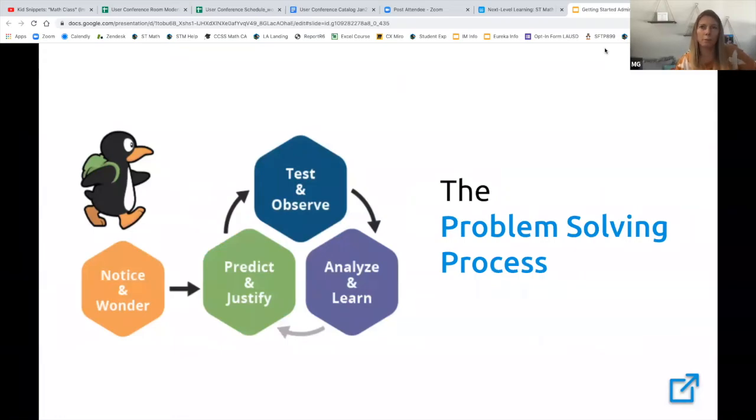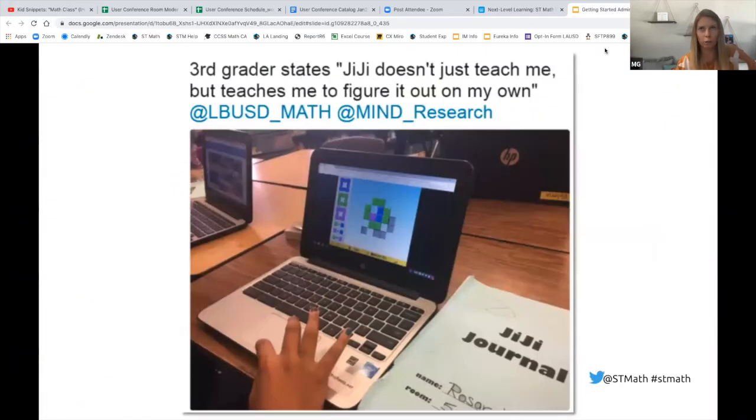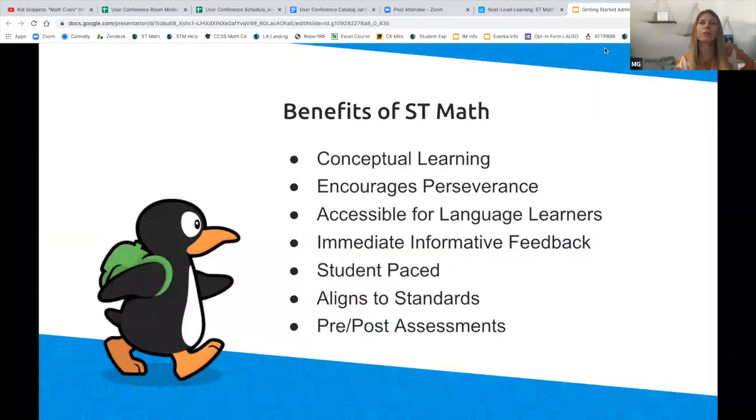This problem solving process is what we teach teachers in our introductory ST Math course for teachers in terms of how they should be approaching ST Math. So as this 3rd grader states here, Gigi doesn't just teach me, but teaches me to figure it out on my own. So the benefits of ST Math, you've probably noticed some of them along the way.